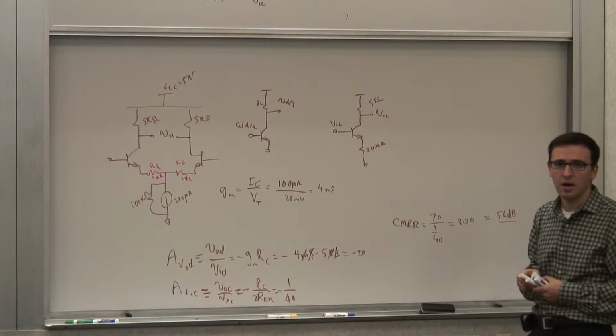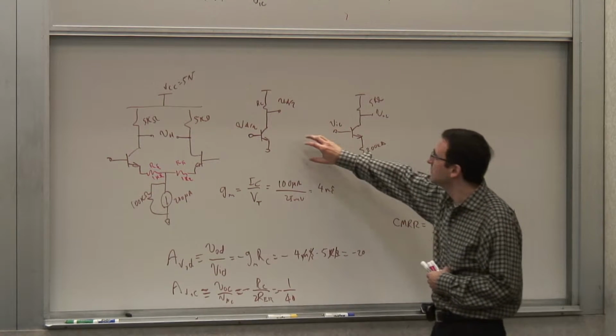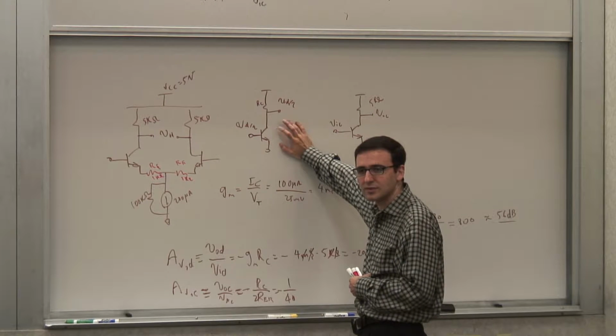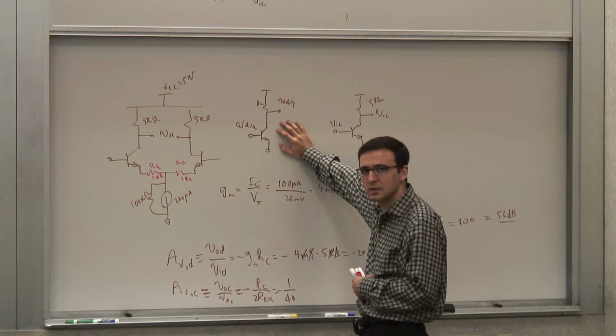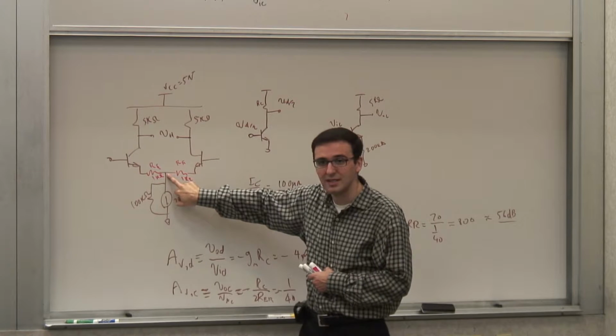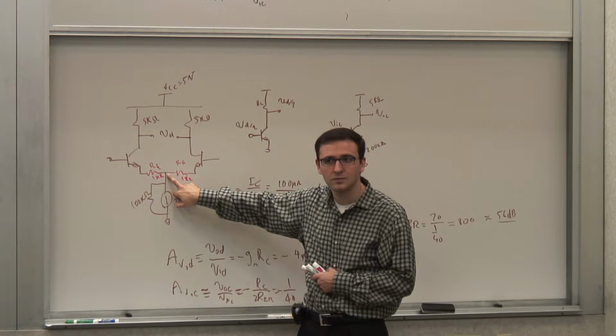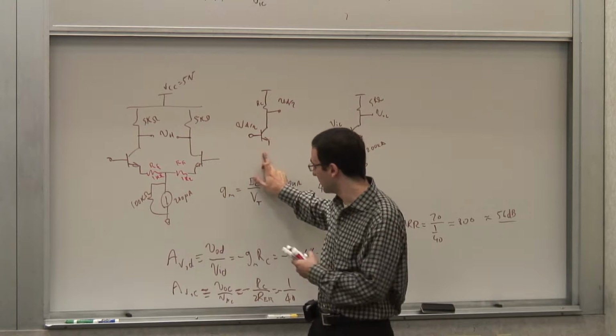So now what would change? Let's look at the small signal models. What would happen in the differential equivalent half circuit? Now this guy, you remember, it was this node that was virtual ground. So when I look at the half circuit, the 1K will appear here.